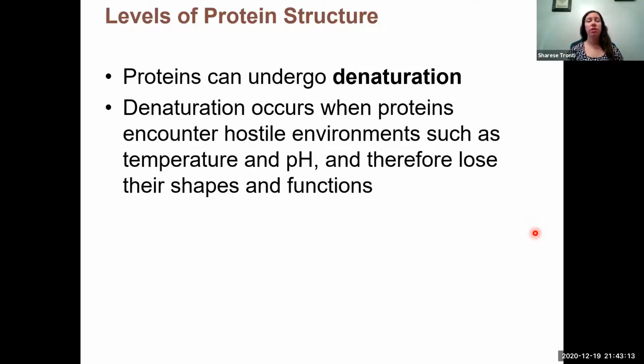Protein structure is very important. If the structure or shape of a protein changes, it loses its function. And we call that denaturation. So if the shape of a protein changes, that's what we call denatured.